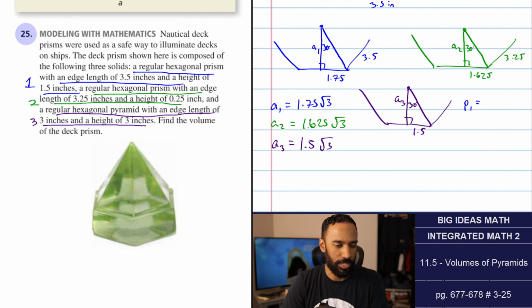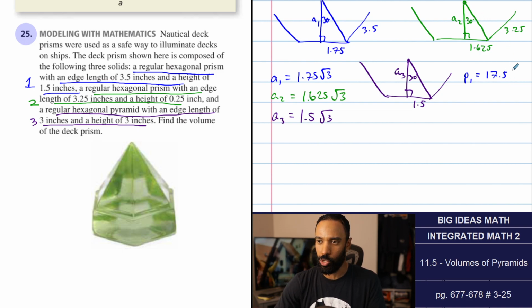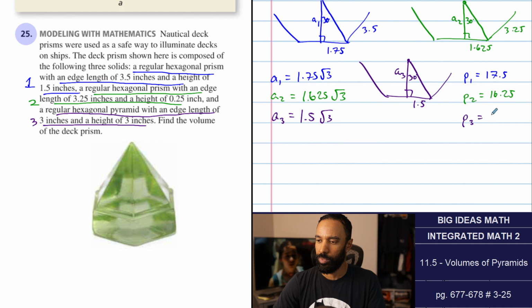3.25 times 5, I think that's 16.25. Yep, 16.25. And then 3 times 5 is 15. So perimeter 1 is 17.5. I'll save the inches or whatever this is later. Perimeter 2 is 16.25, and perimeter 3 is 15.